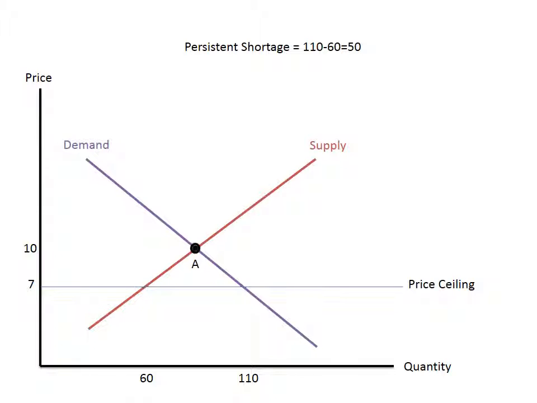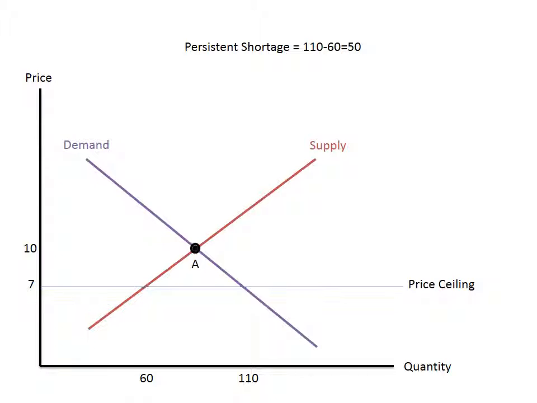We can determine what the shortage is going to be by seeing where the price ceiling intersects the demand and supply curve. It intersects the demand curve at 110 in this example, meaning quantity demanded is 110. It intersects the supply curve at 60, making that quantity supplied. There's a persistent shortage in this market.